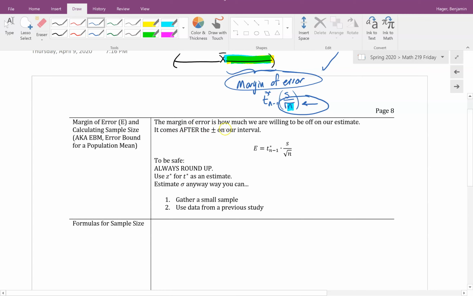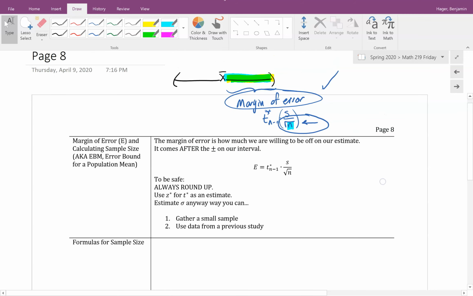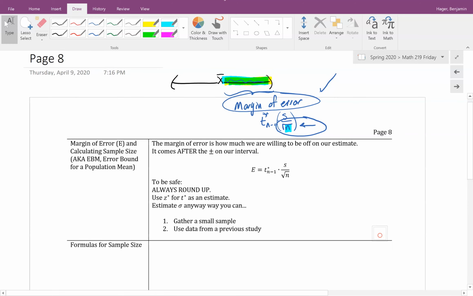Let's see, what does it say? The margin of error is how much we're willing to be off on our estimate. Yep, right, because that's up to how much we could be off by. It comes after the plus or minus part of our confidence interval, right? Yeah, we learned that. So they're just calling it E. Error is equal to this. That's what we just said is our margin of error. Now here's the idea.